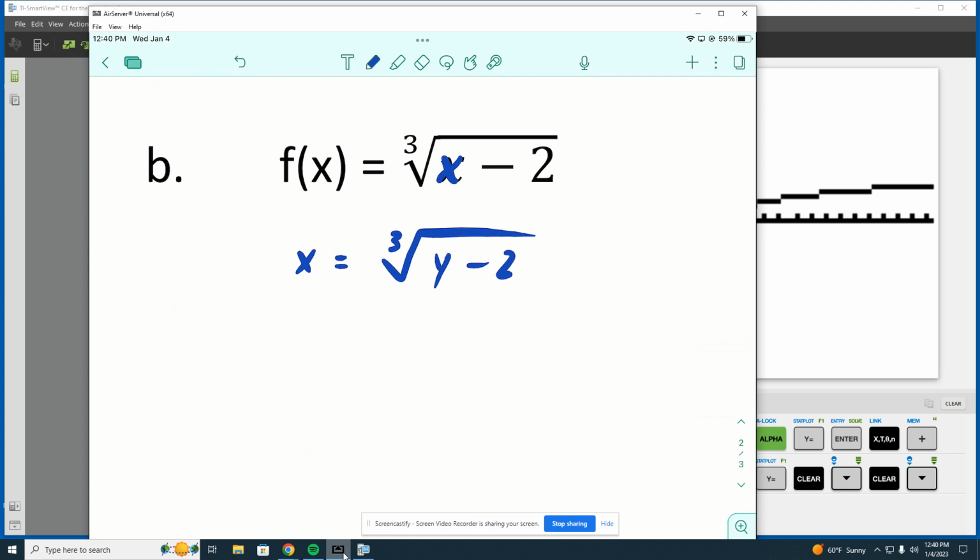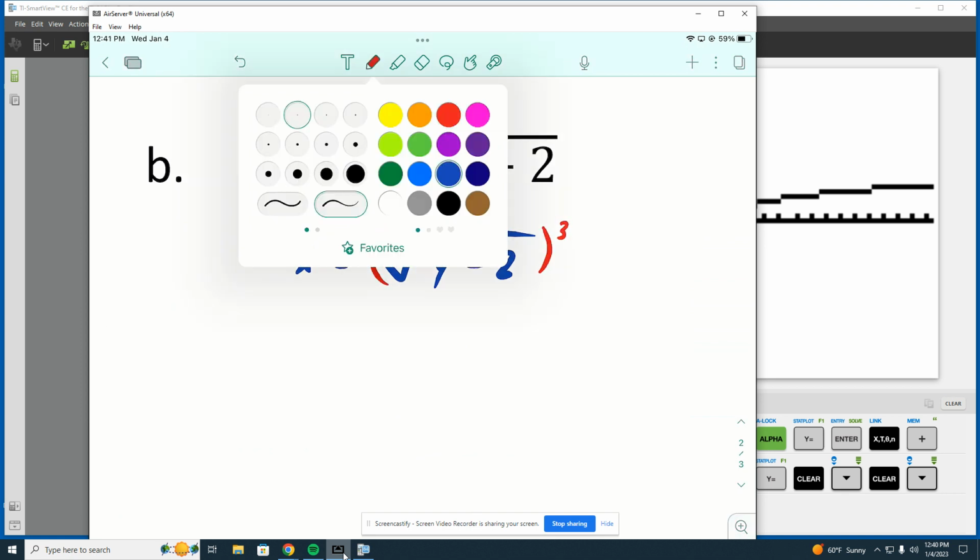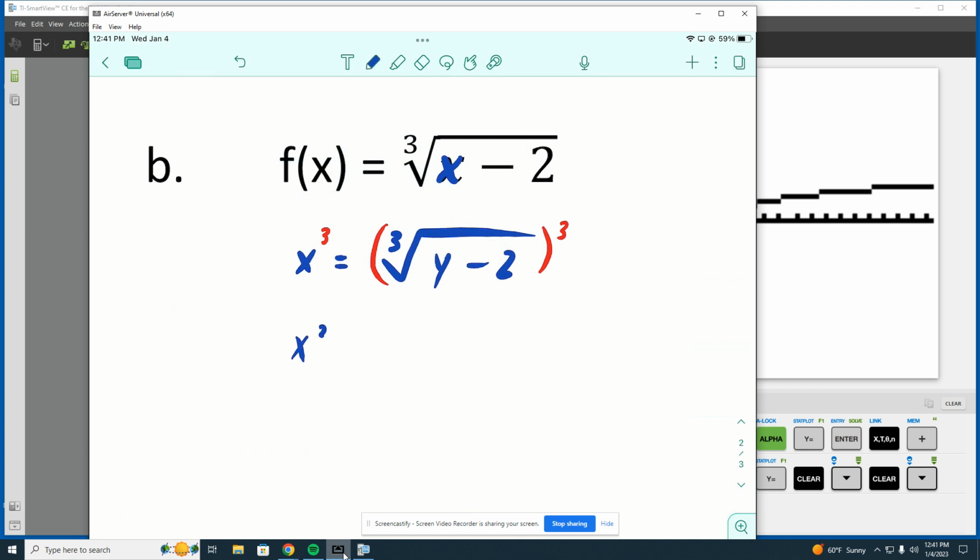Let's solve for y. Y's in there with a minus 2. So before we get rid of that minus 2, we got to get rid of the what? We got to get rid of that cube root, don't we? Yep, we cube both sides. That's what's going to get rid of that cube root. So x cubed will equal, the cube root and the cube do what to each other? They cancel. And it leaves me with just y minus 2. And then I just add the 2.